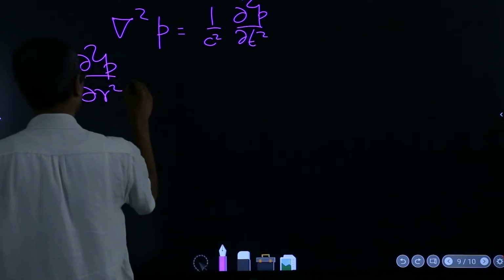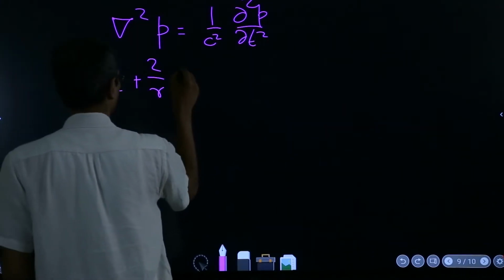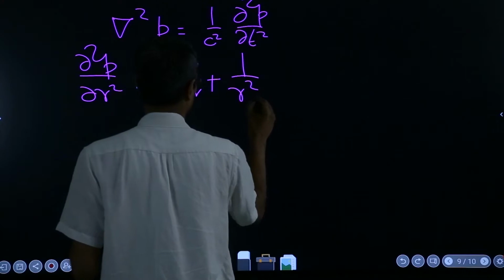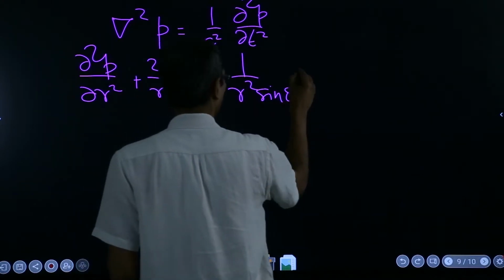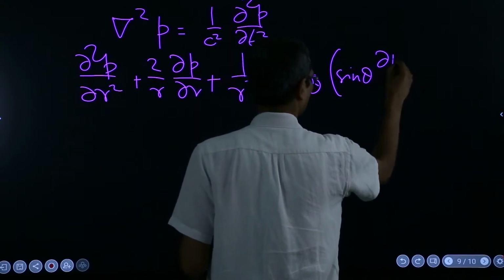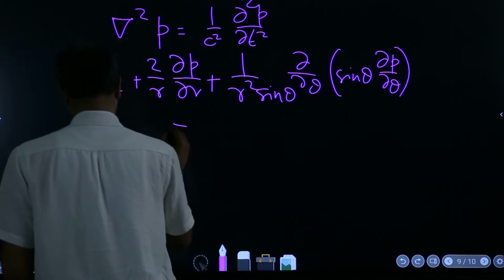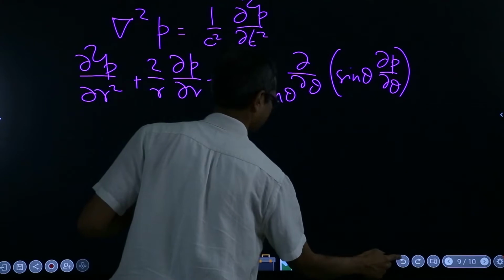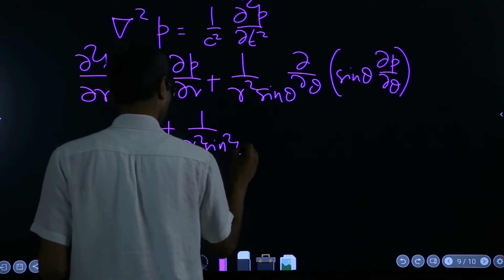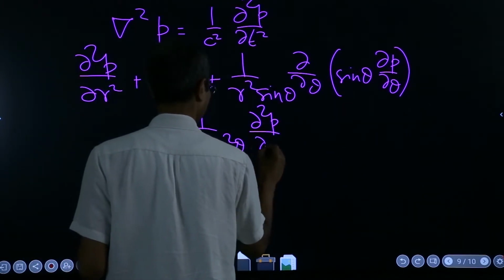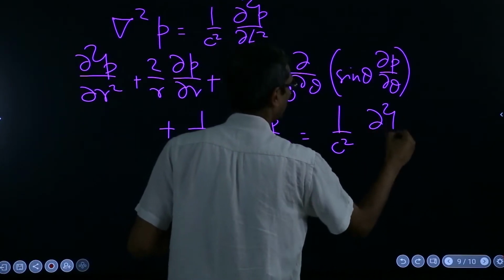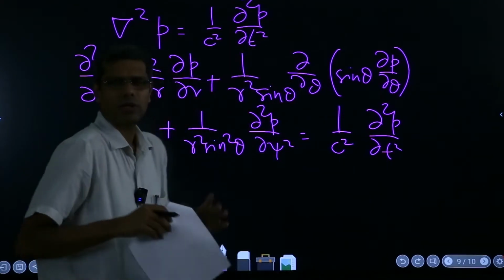So, now I can write the full form, with the 2 over r term and the sin theta terms. Though we are not going to use all of them, it is just to see how they look. So, this is the full equation.